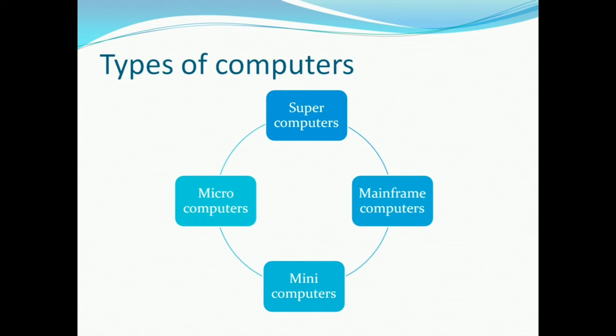And the third one is called mini computers. Mini computers are less advanced as compared to mainframe computers in terms of speed and storage capacity. They are also less expensive than mainframe computers and they can be used by small businesses and firms. The last type of computers is called microcomputers.